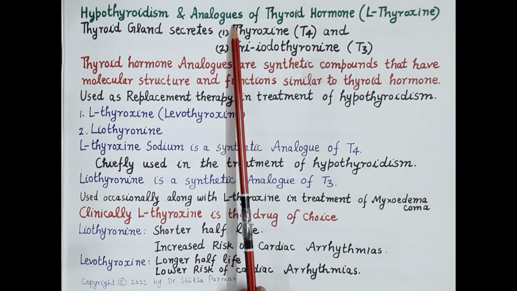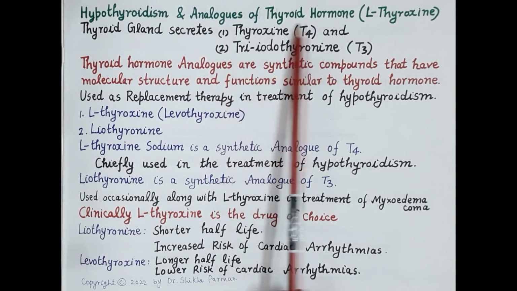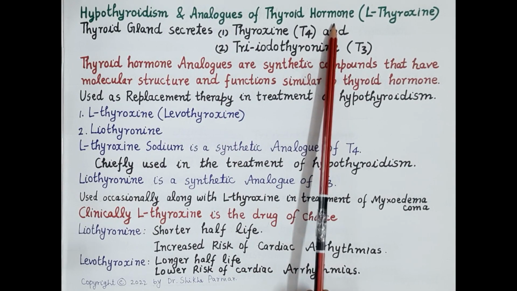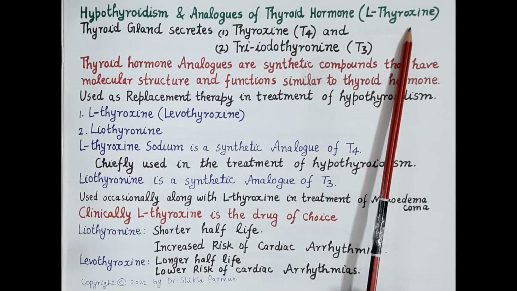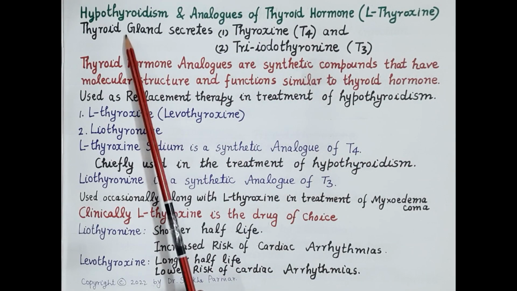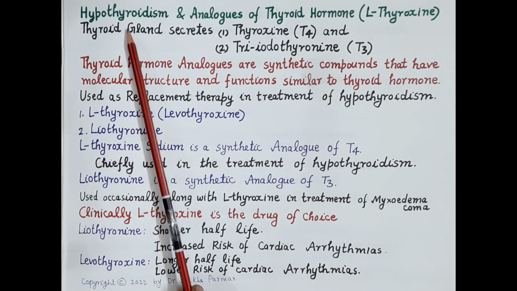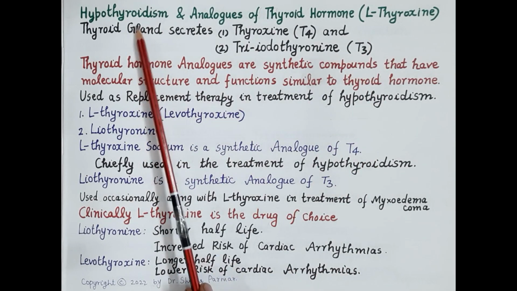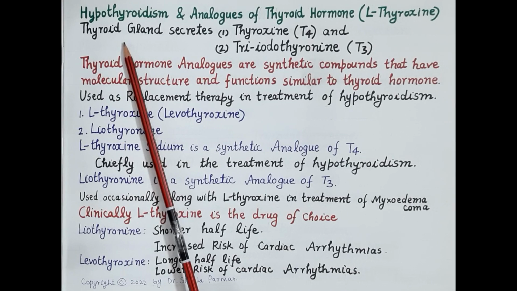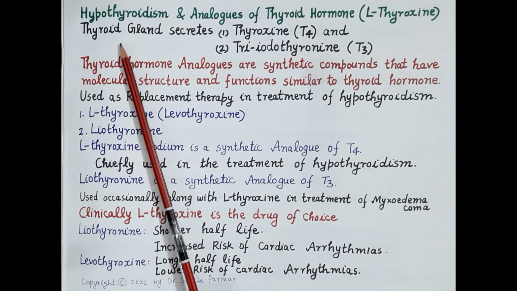Hello students, in today's video we are going to discuss analogues of thyroid hormone with reference to L-Thyroxine. We will also try to understand hypothyroidism, its types, causes, signs or manifestations, and the use of L-Thyroxine in the treatment of hypothyroidism. Now, as we all know, thyroid gland is a butterfly-shaped endocrine gland located in the neck region.